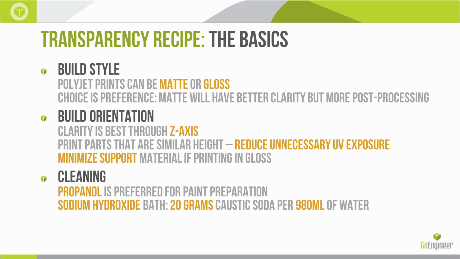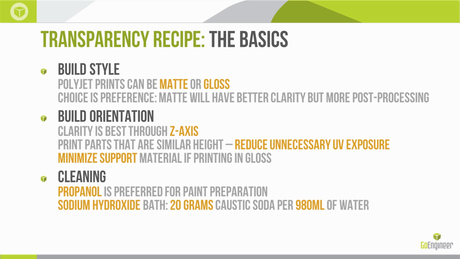And then also, if you're choosing to print in a gloss finish, orient your part so that you're minimizing the support material. And that's going to set you up best for post-processing. And then lastly, for the basics, once the part has been printed and you've taken it off the tray and you've done your normal water jet process to remove the support material, you're going to want to go through some extra cleaning processes. Wiping this with propanol is preferred.